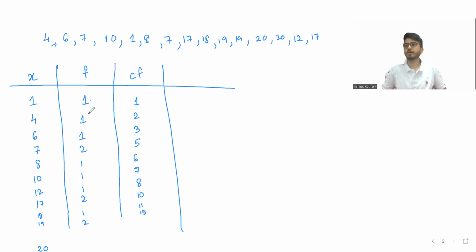To interpret this, in case you do not recall, let's say we are talking about this 7, which corresponds to 10 here. That is, we have 7 data points which are taking values less than or equal to 10. Keep in mind, it's less than or equal to.